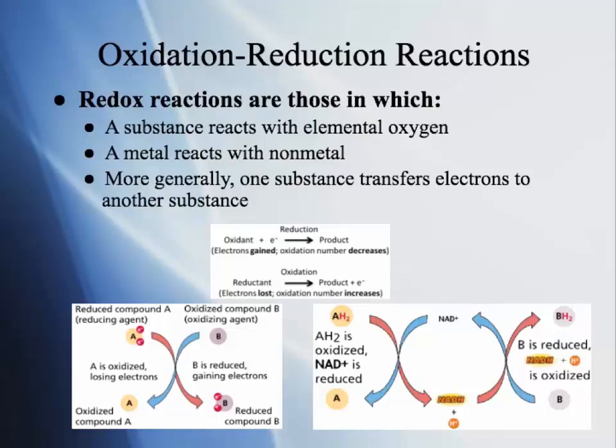Again, it's either a substance reacting with elemental oxygen, meaning O2 in the reaction, not like CaO, calcium oxide. That's not elemental, so that's not what we call oxidation reduction. It's got to be O2. Or it is, like we just talked about, metals with nonmetals. Or more generally, any substance that transfers electrons to another substance is going through an oxidation reduction reaction.